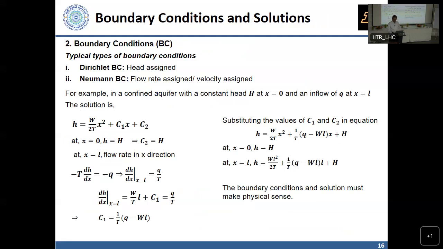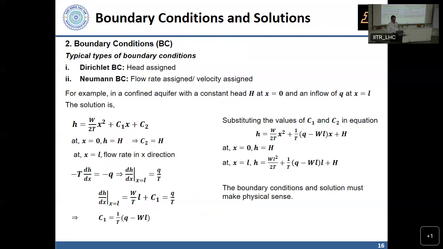For instance, in the same problem that we were looking at, if it's a confined aquifer, and let's say the piezometric head is constant at x equals 0, and we are given that at x equals L there is a flux of Q coming in. If these are given, then we have this particular equation for small h. At x equals 0, we would substitute that small h equals capital H. So small h would become capital H, x is 0, so these terms will disappear, and we would have evaluated one of the constants, C2.